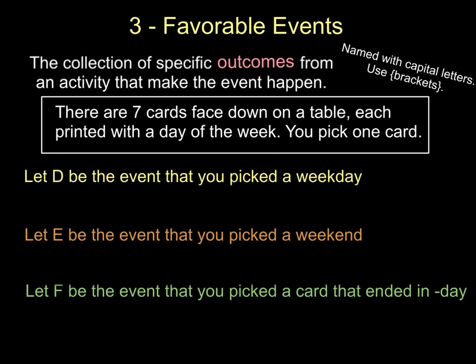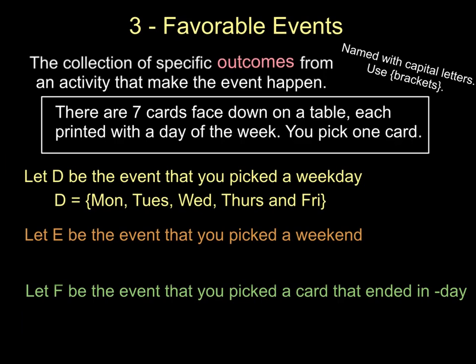So let's talk about our first favorable event, D. If we think about the week, we have Monday, Tuesday, Wednesday, Thursday, Friday, Saturday, and Sunday. So the weekdays would be our possible favorable events for D. So we have the capital letter D, equals, and we use brackets, and we have all of our favorable outcomes inside. So a weekday is Monday, Tuesday, Wednesday, Thursday, and Friday.